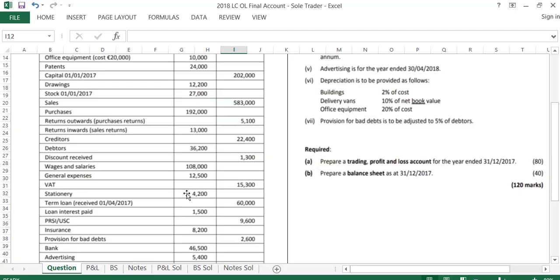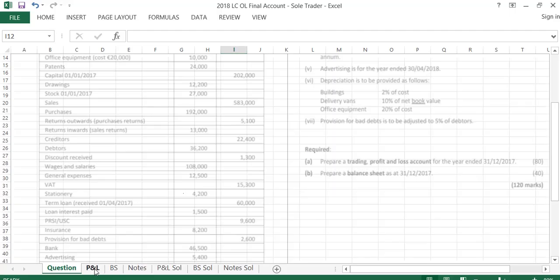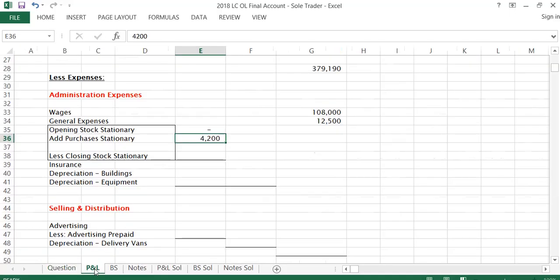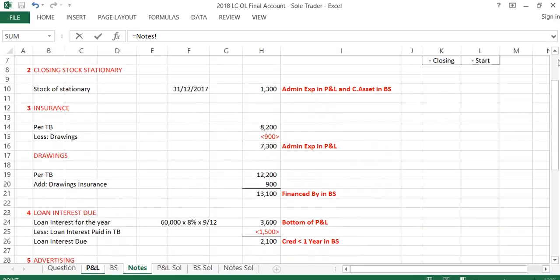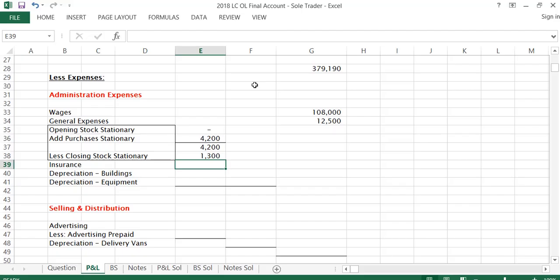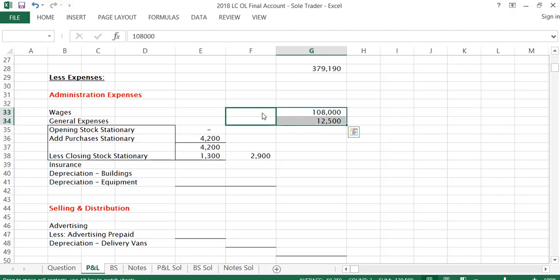There is a stationery purchase for this year of 4,200. So we're going to add on 4,200. So the opening stock, as we said, is always a plus, and then we're going to add the stationery for the year to give us 4,200, and then we're going to take away closing stock of stationery. And in the notes we spoke about this. We said stock of stationery is going to be taken away from the stationery, which is an admin expense. So my total stationery is going to be 4,200 less the closing stock. My stationery for this year is 2,900. And I'll just move those figures into this column also.